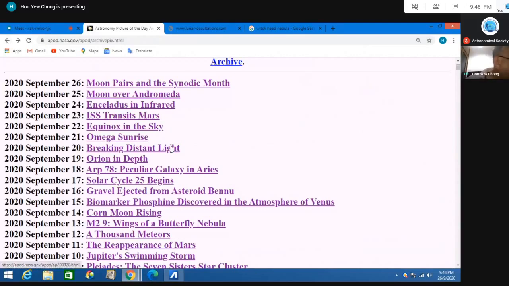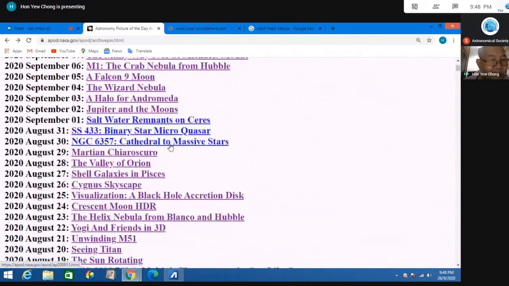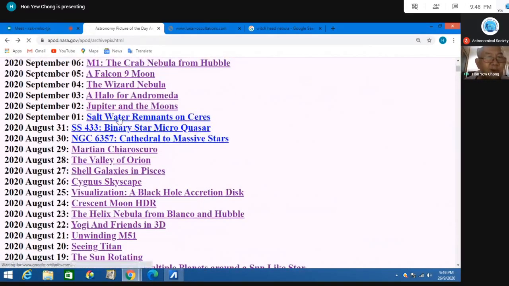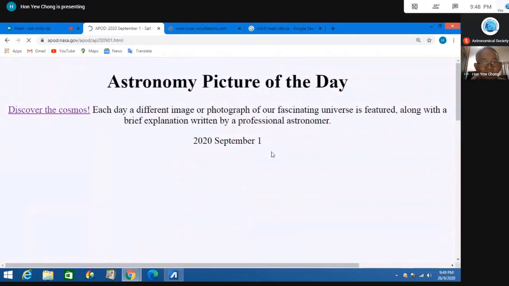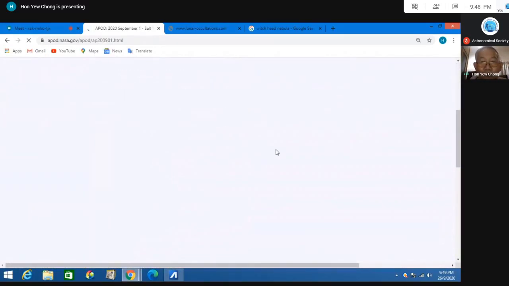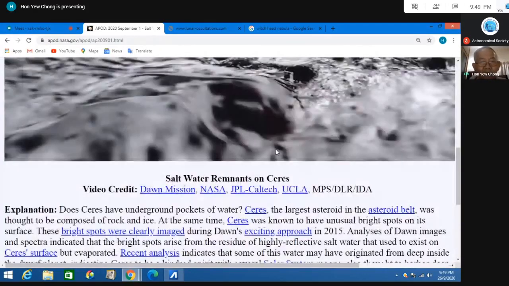So we go to the last picture, September the 1st. Very interesting. September the 1st is a video. Okay. Never mind. What saltwater remnants on Ceres. And this is by our NASA. Of course, NASA, this is our Dawn mission.